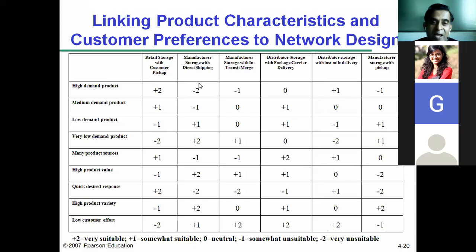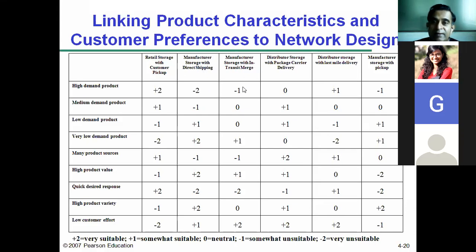If you can recall the Webvan example which I gave in the first chapter, the first online e-grocer in America, Webvan, selected to ship the orders directly from the manufacturer or company's warehouse to the customer's home, and it failed, it closed down. The cost of delivering the goods to home was very high compared to the value of the orders. So manufacturer storage with direct shipping is very unsuitable.